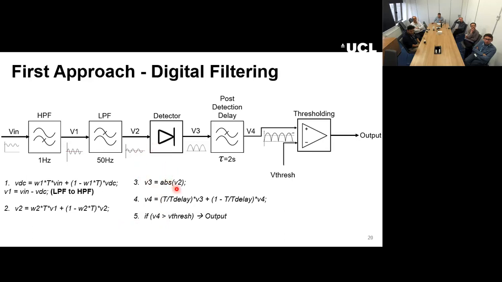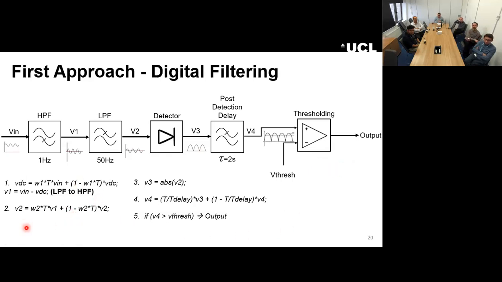And then we got a detector here, which basically rectifies the signal. And we applied a post-detection delay, which is the time that we expect to see a signal within this frequency range. And if finally the signal is higher than the threshold, it triggers the output.